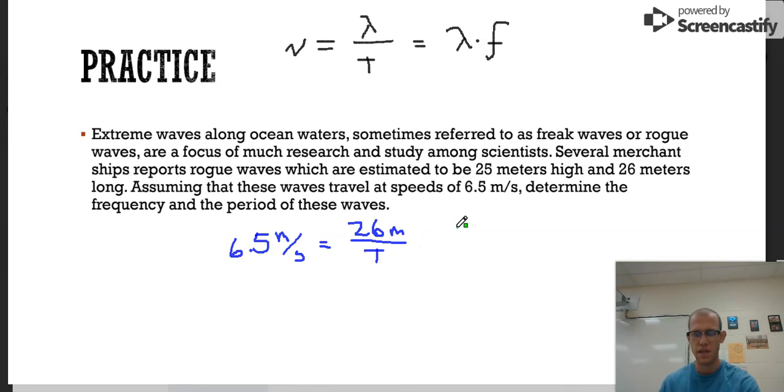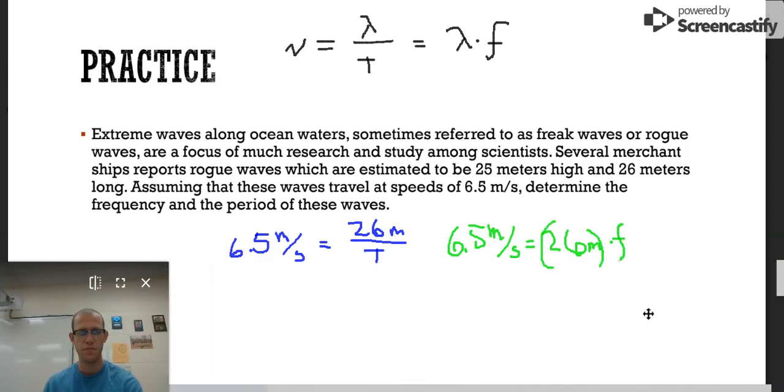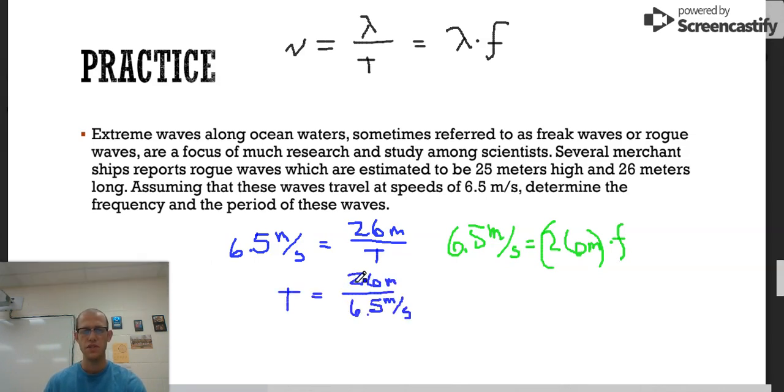And then I'll do that same thing again: 6.5 meters per second equals 26 times the frequency, which I'll solve for the frequency then. When I move things around, it'll be 26 meters divided by 6.5, and this will give us an answer of 4 seconds for the period. So 4 seconds exactly; with sig figs, it would be 4.0, because I need two significant figures.